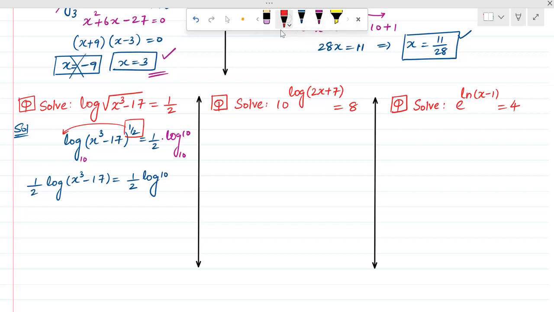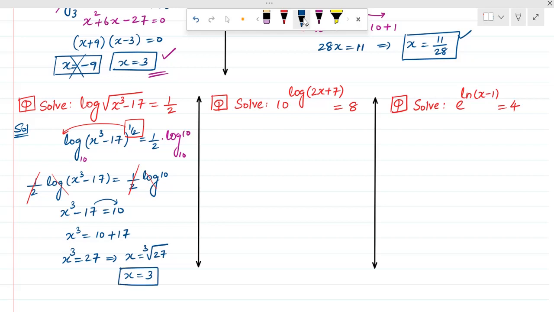Now, what about this part? The half cancels with the half. Then log cancels with log on both sides. It implies x power 3 minus 17 equals 10. So when I move the minus 17 to the other side, it becomes plus 17, which is x power 3 equals 27. After taking the cube root, the answer will be 3. So the x value is equal to 3.